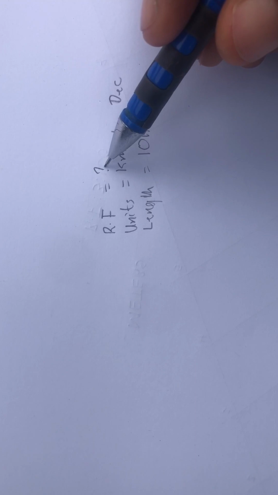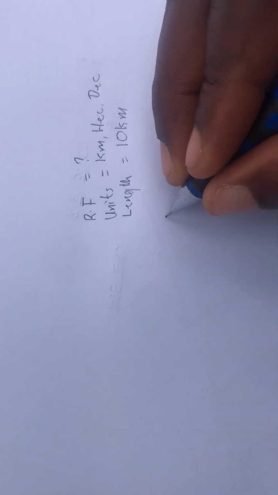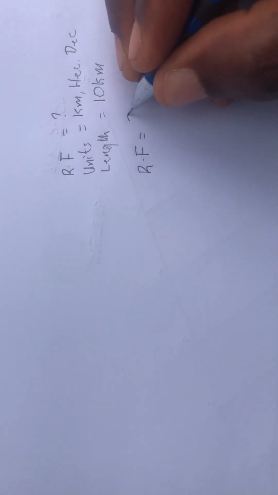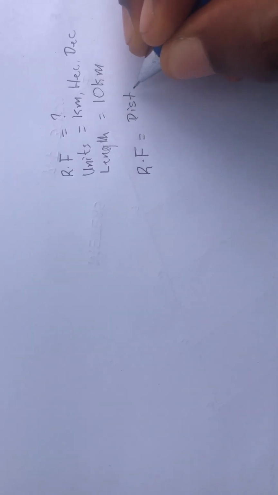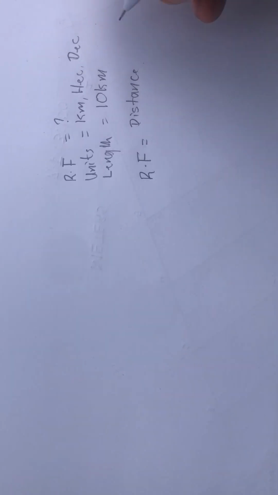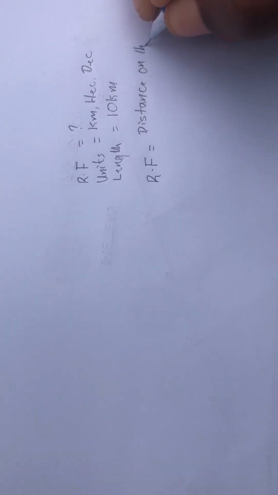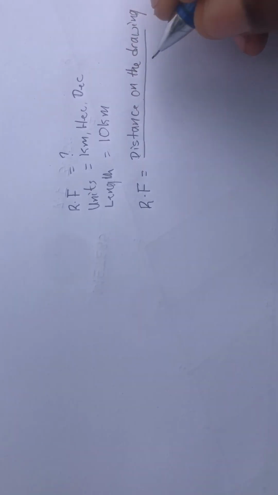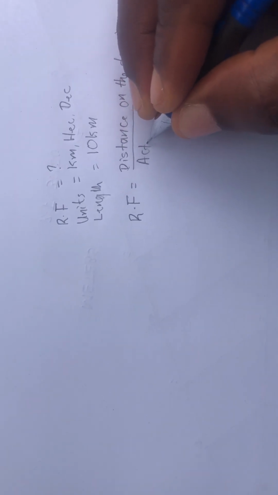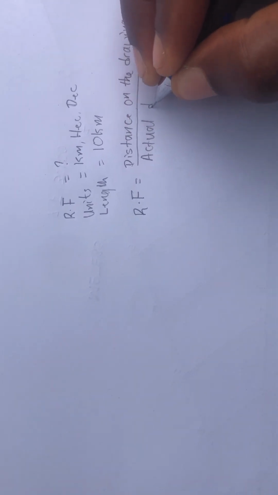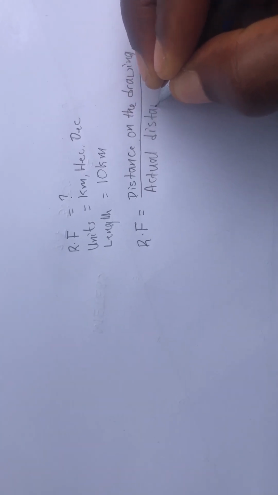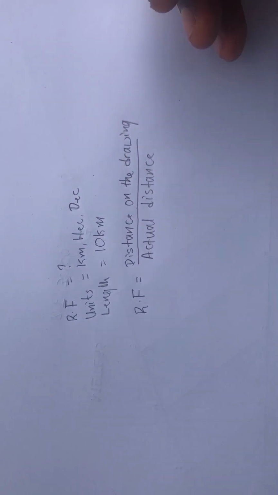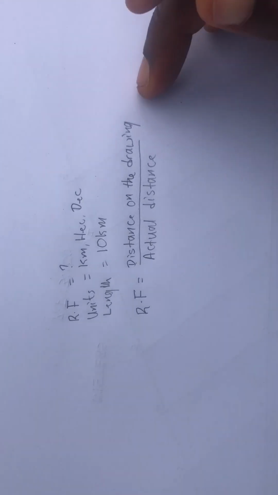Now, what is the formula for RF? The formula for RF says RF is equals to distance on the drawing over actual distance. So that is the formula for RF.